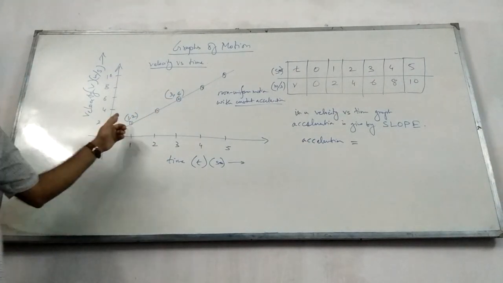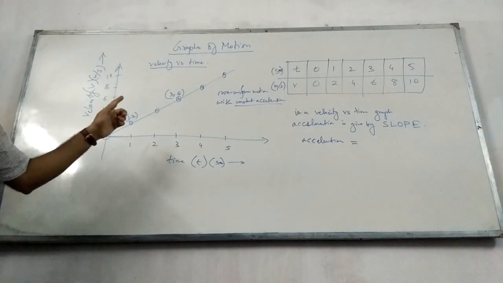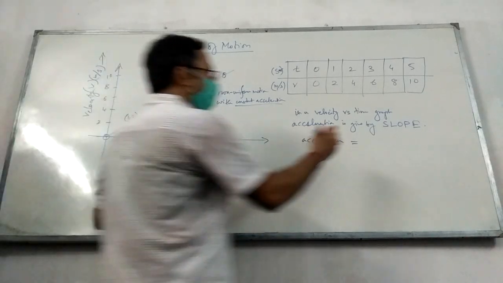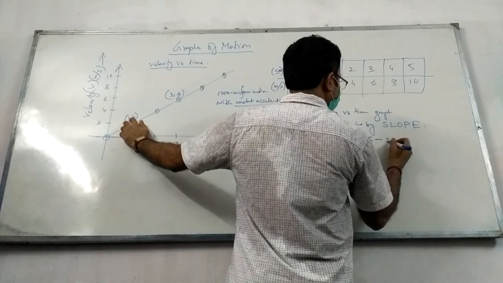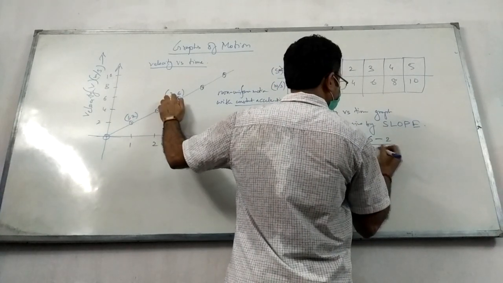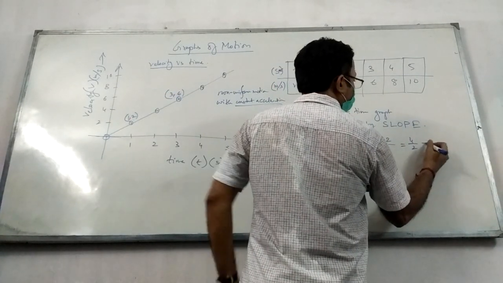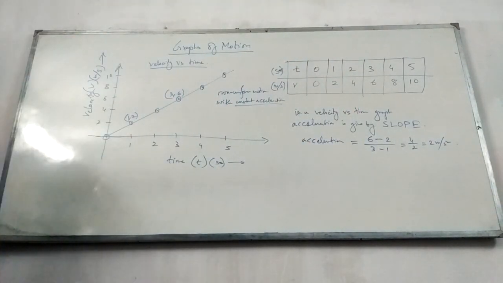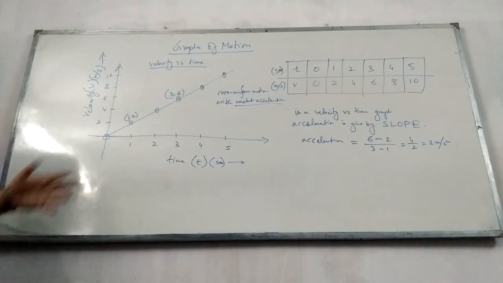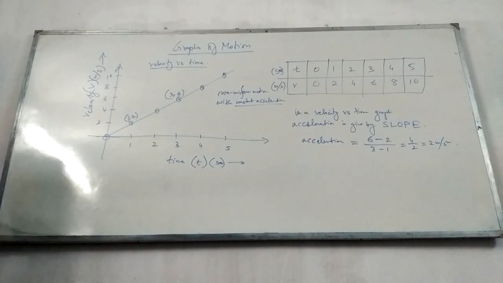y2 minus y1 करेंगे तो क्या आएगा तब? 6 minus 2, right? 6 because y2 is 6, y1 is 2 by 3 minus 1. So that is 4 by 2 is 2 meter per second square. Is that clear? Now you take any other point, you'll see 2 meter per second square. कोई अलग वैल्यू नहीं है.